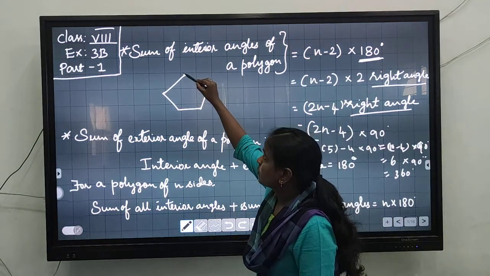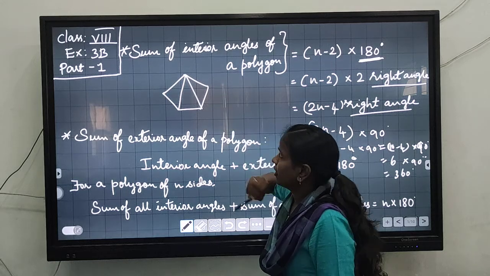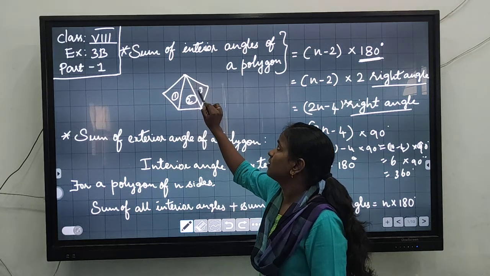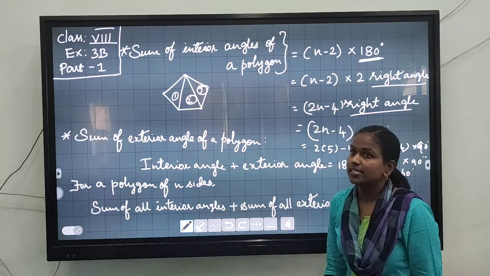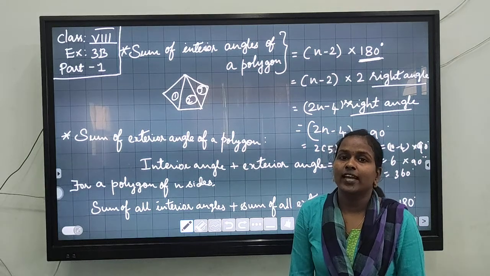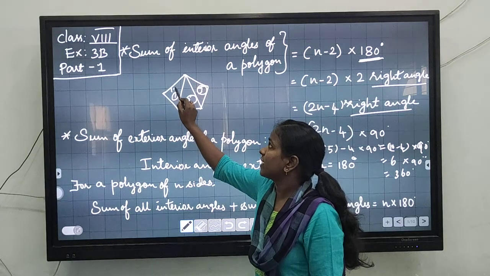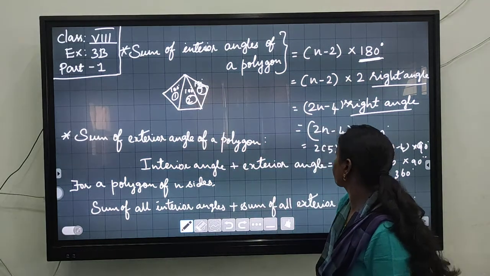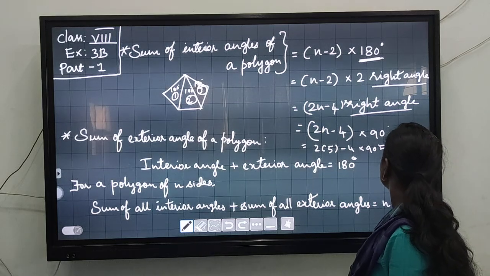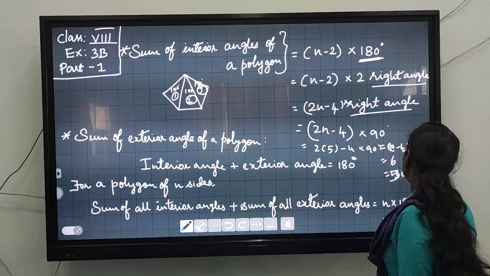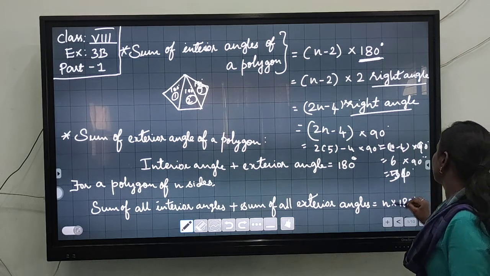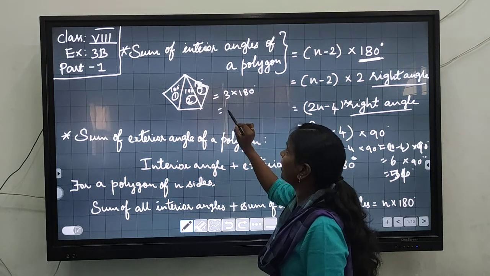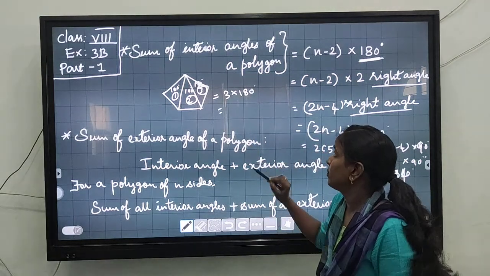So I am going to split it: this is one triangle, this is one triangle, this is one triangle. Totally 3 triangles are there. You know the sum of angles of a triangle is how much? 180 degrees. So in this triangle 180 degrees, in this triangle 180 degrees, in this triangle 180 degrees. If you add all those, 9 6s are 54, 540 degrees will come. So you can add 3 times, otherwise you can multiply 3 by 180 degrees.